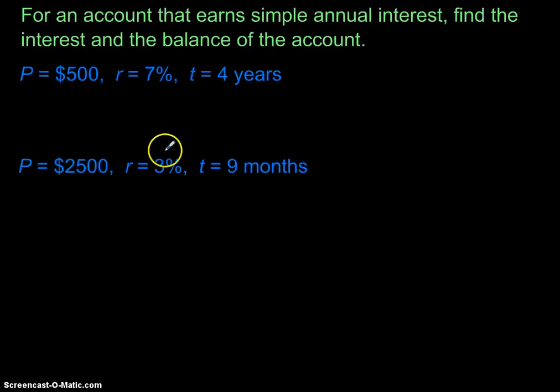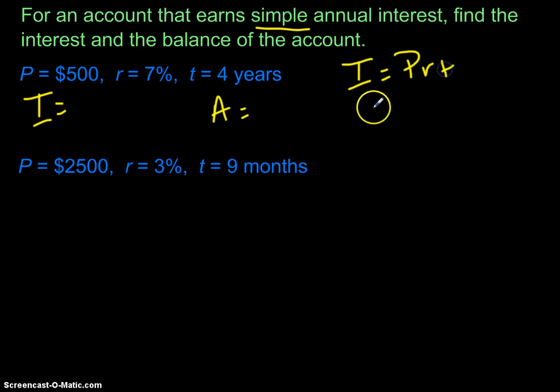I think we got one more page. Okay, here we're going to find, let's see, what does it say? For an account that earns simple interest, annual interest, find the interest and the balance on the account. So we're going to find I, which is the interest, and we're going to find A, the balance. This is what we did at the beginning. This is simple interest. So remember, the simple interest formula was I equals PRT. Then the account balance was A equals P plus PRT.